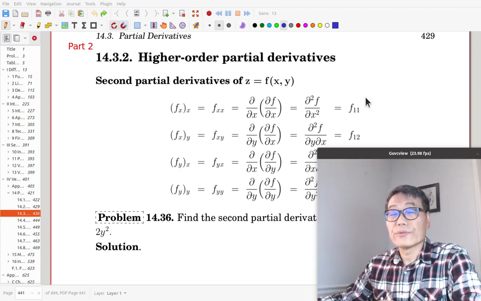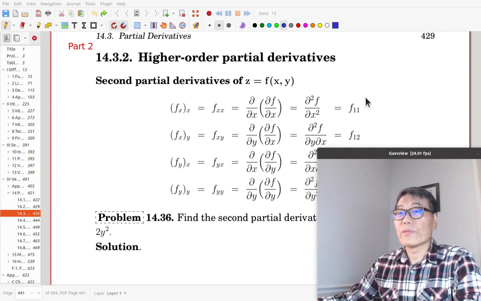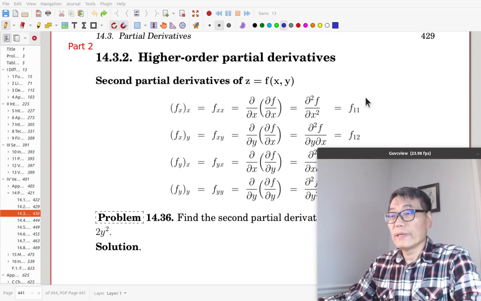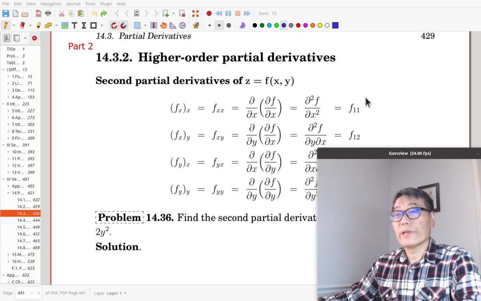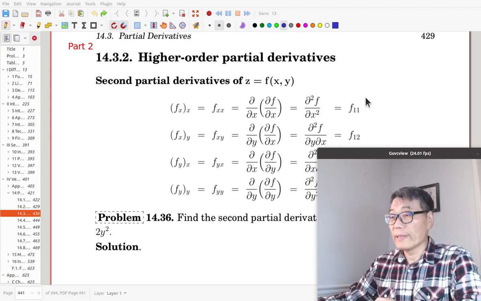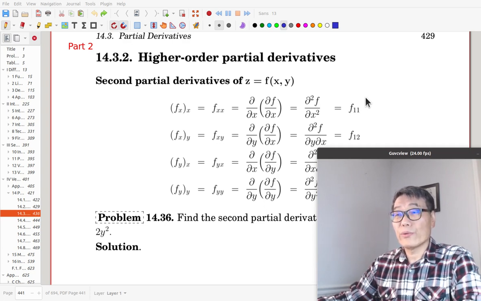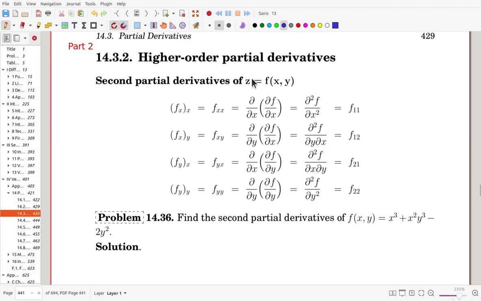It is part 2 of section 4.3, higher order partial derivatives. In the first part, we studied partial derivatives. We can apply the derivatives more than once to get higher order partial derivatives. For functions of two variables, x and y, let's consider second partial derivatives.